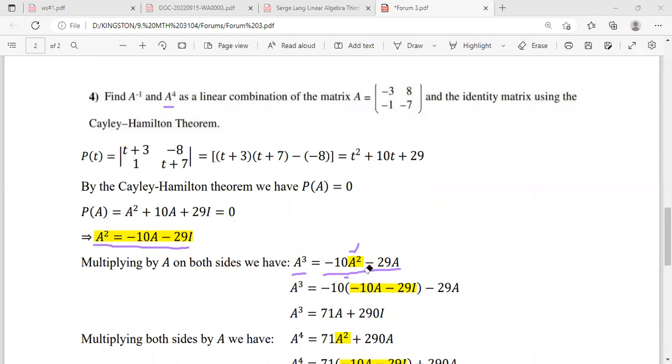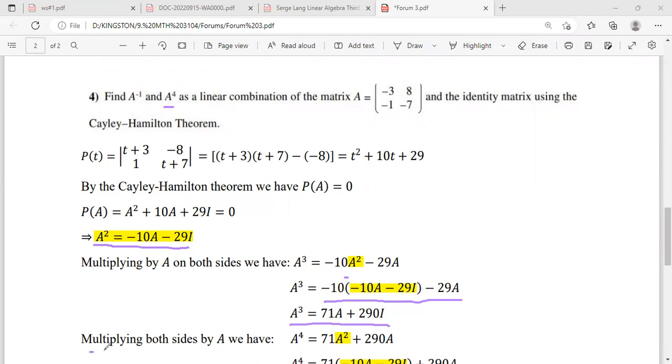Good. So I'm going to substitute that into A cubed here. And what I'm going to get is negative 10 into negative 10A minus 29I, minus 29A. And that will lead me to A cubed is equal to 71A plus 290I after simplifying. Now I'm still not finished. I need A to the 4th. I'm now at A to the 3rd currently.